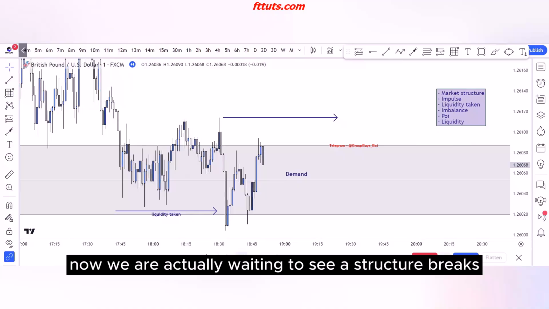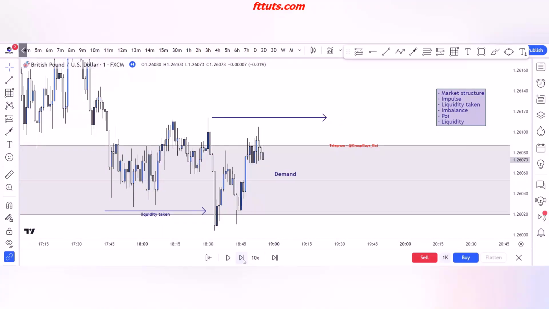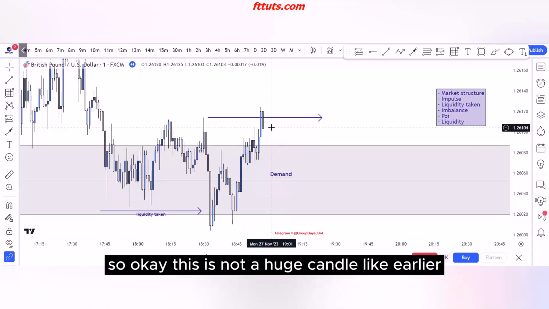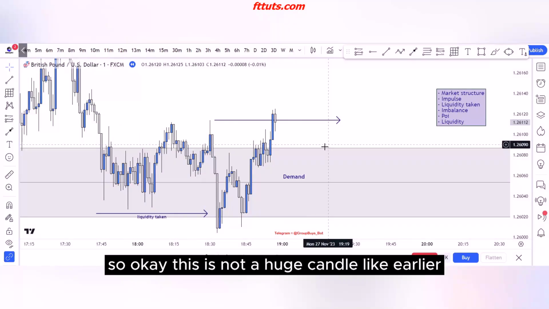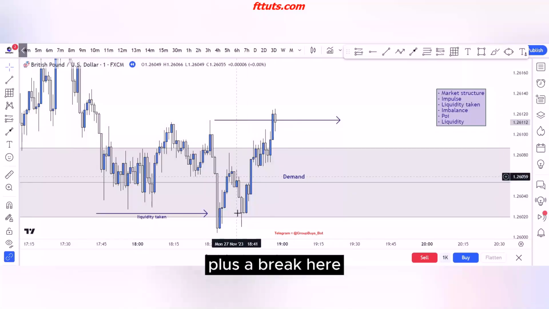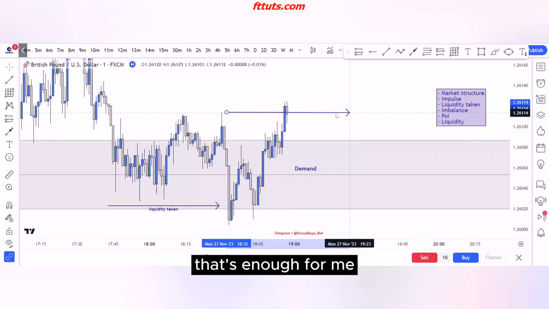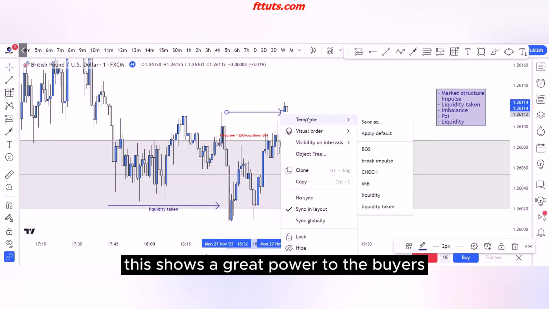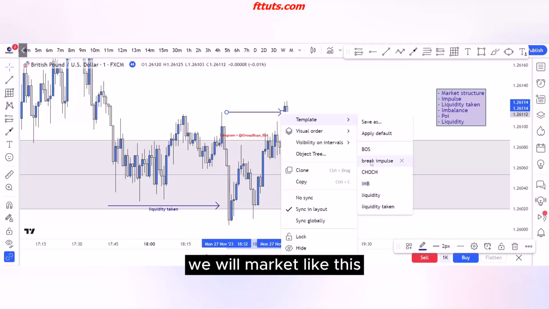Now we are actually waiting to see a structure break. So, okay, this is not a huge candle like earlier, but you definitely can see the massive rise plus a break here. That's enough for me. This shows a great power of the buyers. We will mark it like this.